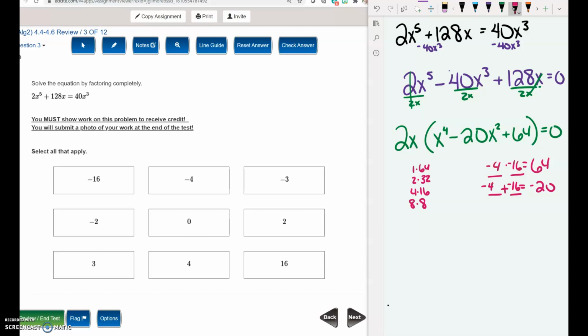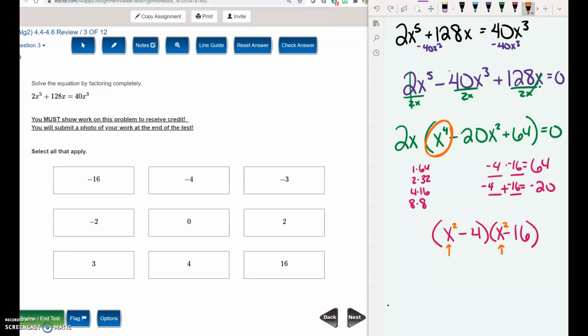is positive 64. Now, normally we would do x minus 4, x minus 16, but the thing that you need to remember here is that this is x to the fourth. X times x is not going to give us x to the fourth. X squared times x squared will give us x to the fourth. So if you're starting with x to the fourth and your middle term is x squared, don't forget that whatever exponent your middle term has on it, that's the exponent that you need to have in your factored form.